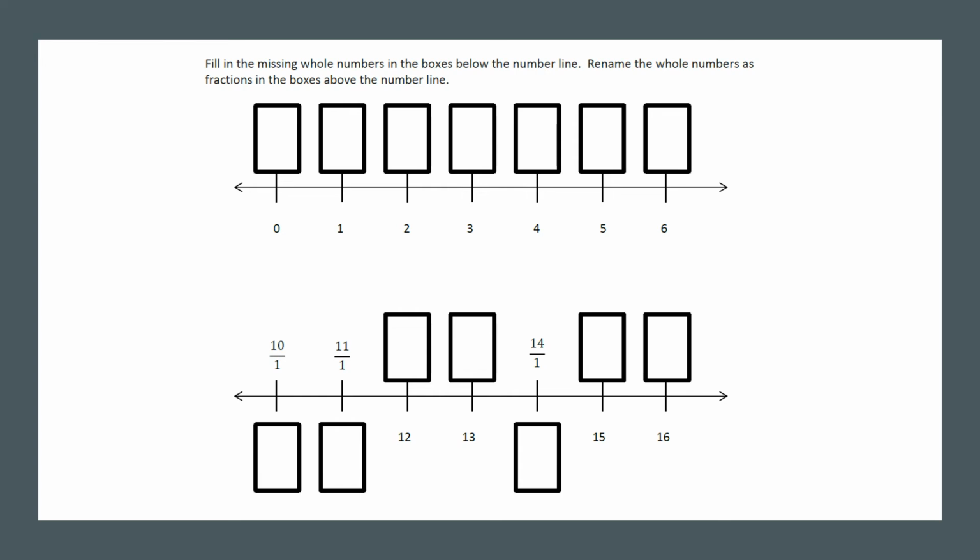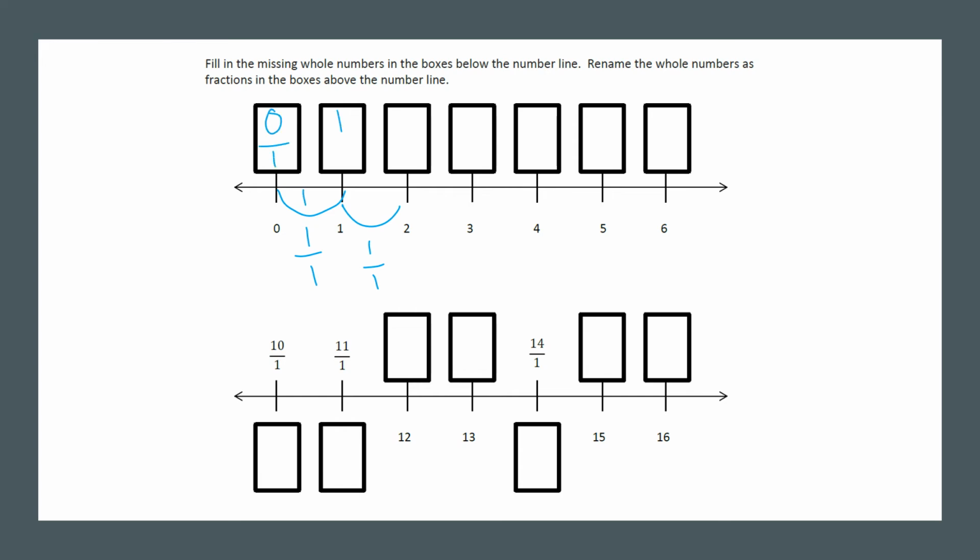Okay, so let's practice with this. We're going to fill in the missing whole numbers in the boxes below the number line and rename the whole numbers as fractions. So it's this idea that if we're jumping from 0 to 1, we're not partitioning it into fourths or anything. It's just one jump, so it's 1 over 1. So every time we jump, it's 1 over 1. So that would mean this is 0 over 1.